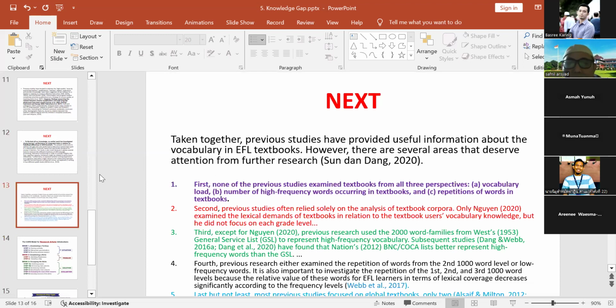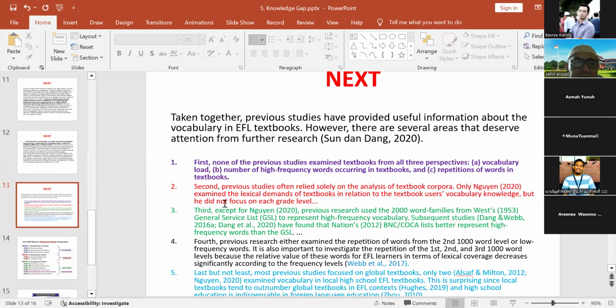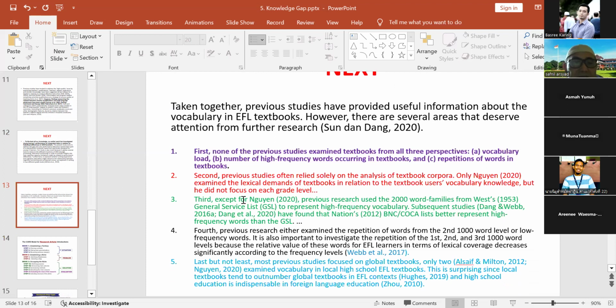so taken together, previous studies have provided useful information about the vocabulary in EFL textbook. However, there are several areas that deserve attention from further research. So this is also a statement of research gap, but not in one sentence. There are 5 sentences. First, none of the previous studies examined. Second, previous studies often rely solely. Third, except for Nguyen, previous research used the 2,000 word families and so on. Fourth, okay. So you see here, the statement of research gap is not just one. There are 5 limitations found from the previous studies.